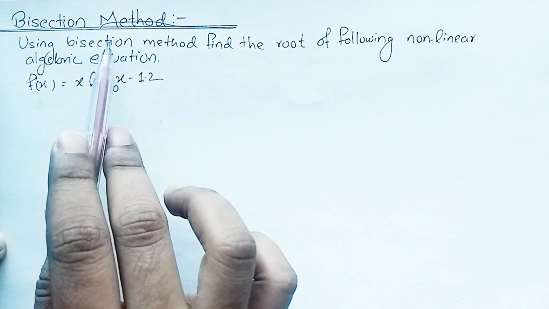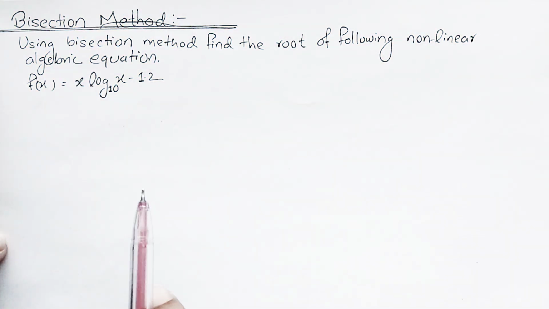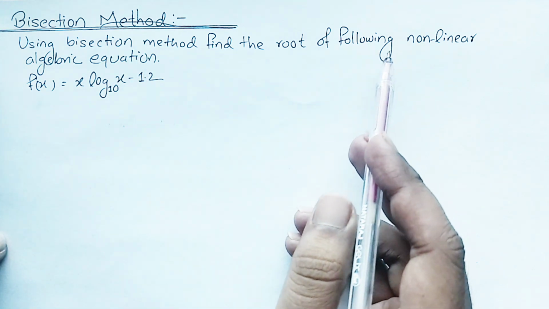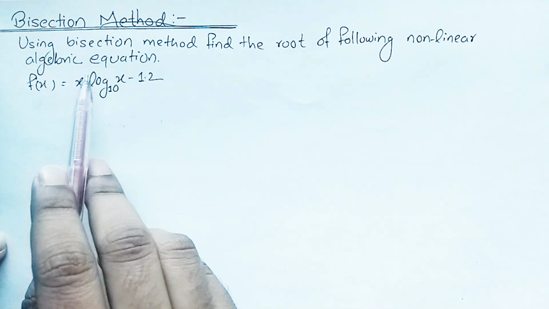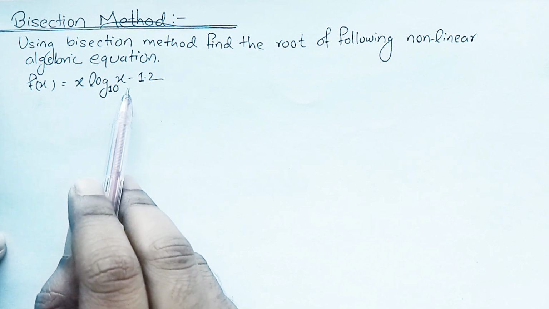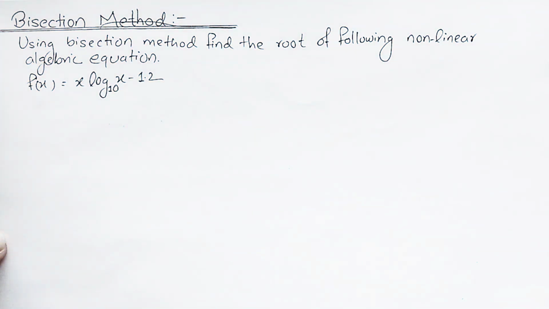Today in this video I am going to discuss the bisection method. Here you can see that we are asked to use the bisection method to find the root of the following nonlinear algebraic equation, which is f(x) = x log x to the base 10 minus 1.2. I will be answering questions like how many iterations we are supposed to do, and what type of questions are framed in the bisection method. So without any further delay, let's get started.